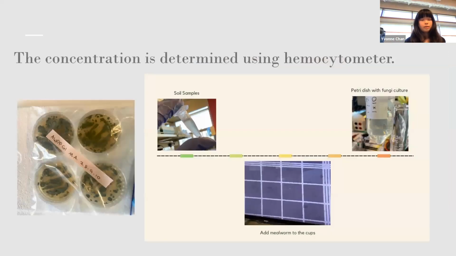To begin the process, I scraped the fungal spores from the surface of petri dishes and collected them in a tube with water. Next, I used a hemocytometer to count the number of spores. This is a specialized tool that is used to count cells or particles in a sample. Once I had the exact number, I pipetted a certain number of spores into solutions to create different concentrations. Then I added 25 mosquito larvae into each solution.